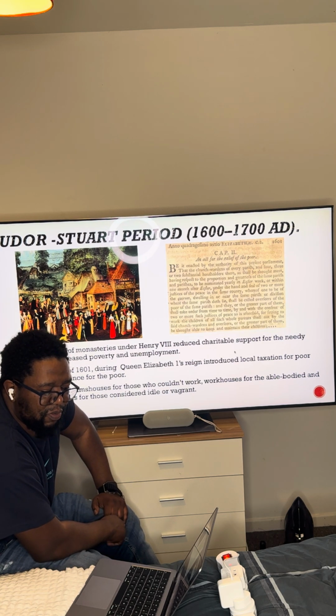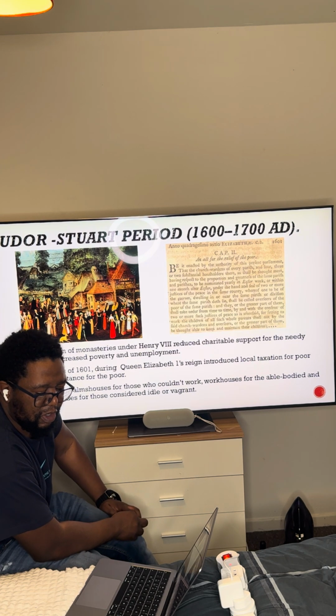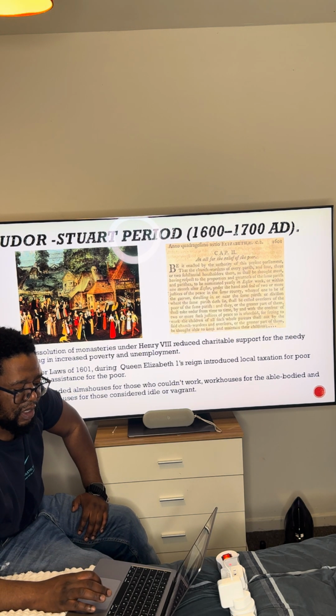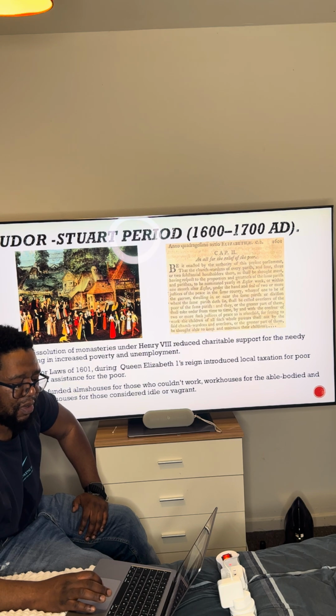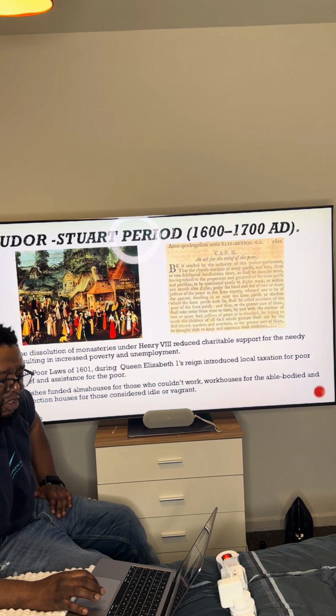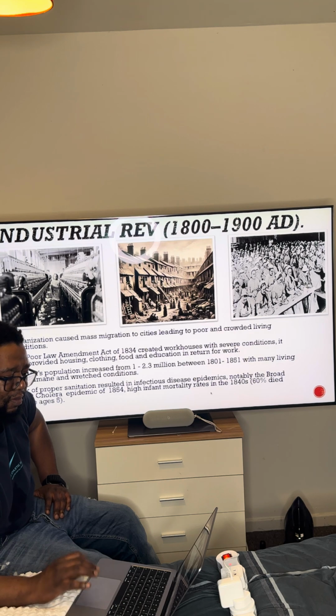Tudor Stuart period, between 1600 and 1700. After the dissolution of the monasteries by King Henry VIII, Britain plunged into great unemployment and poverty. The Poor Laws of 1601, during Queen Elizabeth's reign, introduced local taxation for poor relief. Parishes funded houses for those who could not work, workhouses for those who were able-bodied, and correctional houses for those who were idle and vagrant.